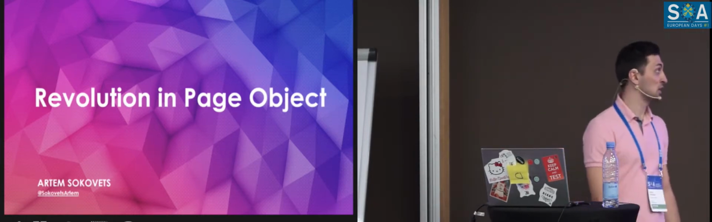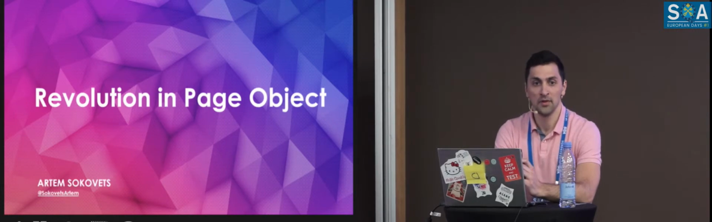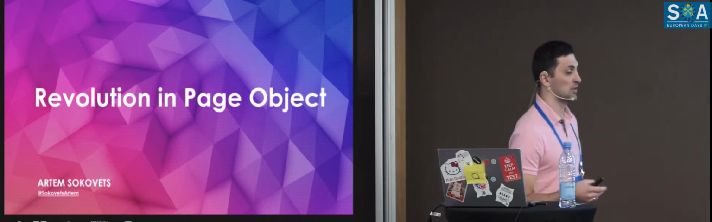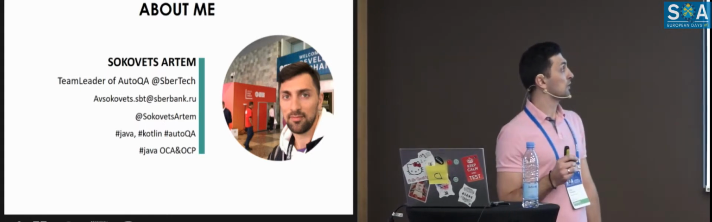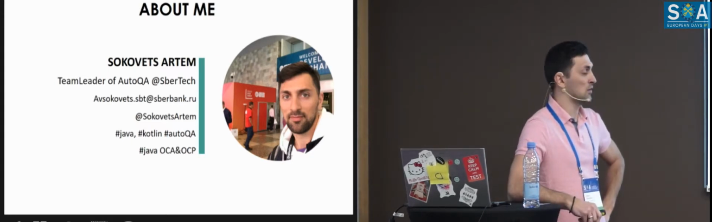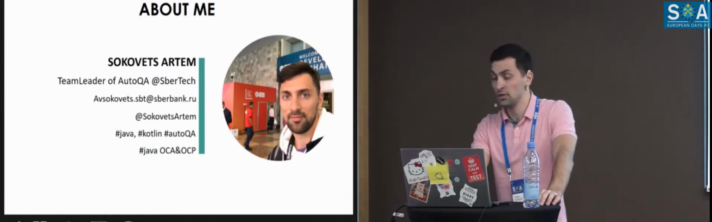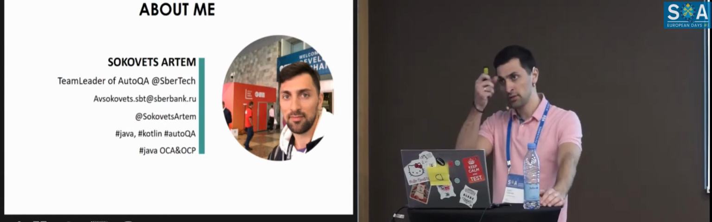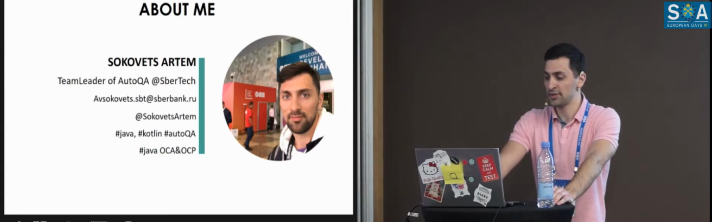My name is Artem Sokovets, and today I will tell you about how Java features can improve our page object model. I am a team leader at Sberbank Technology, and I have been in test automation for about 4 years. I like Java, have 2 Oracle certificates, OCP and OCA, and now I am studying Kotlin. Moreover, I write different automation articles, and the last one was about a Selenium cluster with Kubernetes.